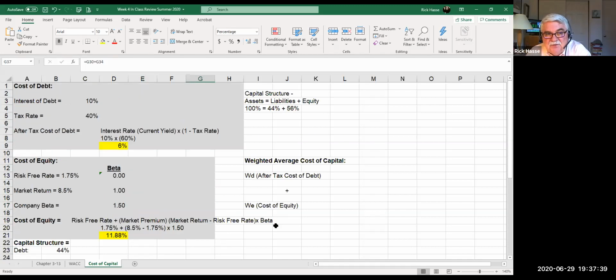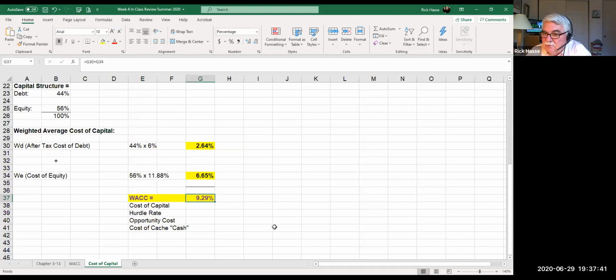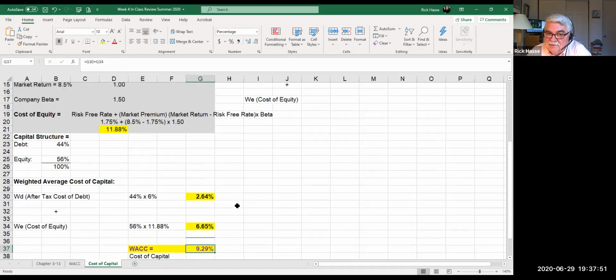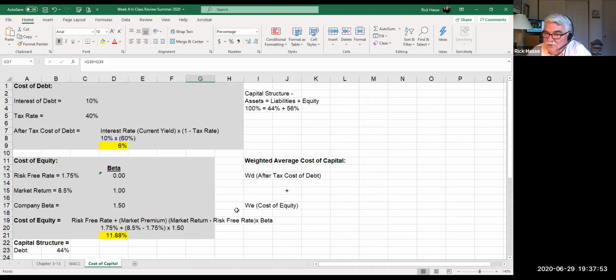So 9.29%, all right? Now, it looks like a bunch of mumbo jumbo, but it's really pretty simple. And I'm sure you guys have done this before. I'm refreshing our memories, because I know some of us haven't taken finance in quite a while. So to practice this, this is what I want you to do this coming week.